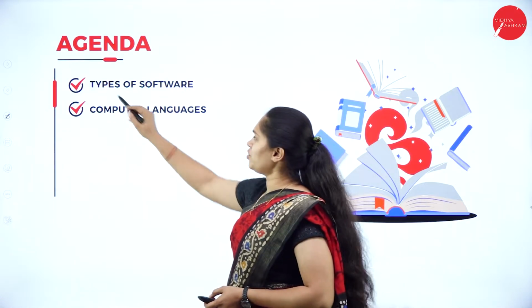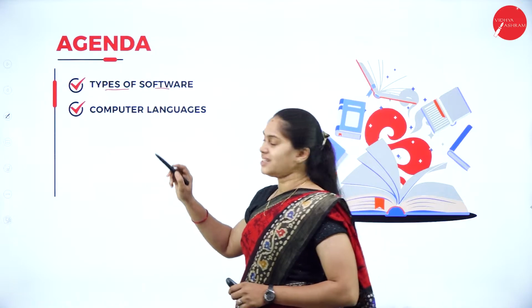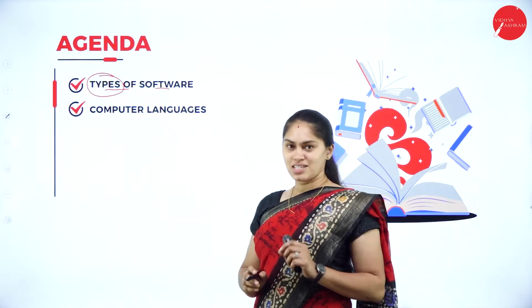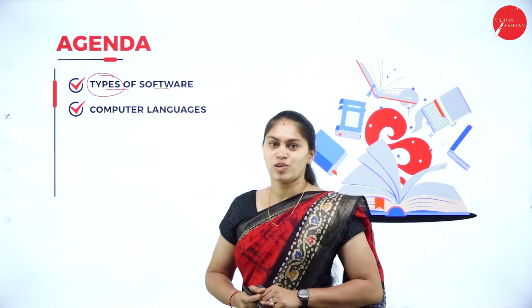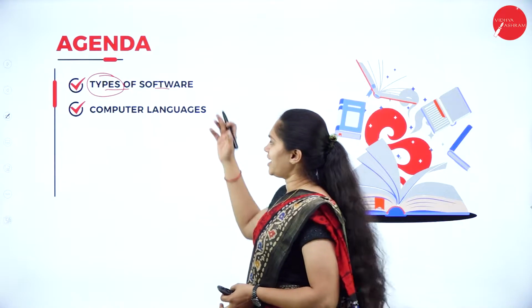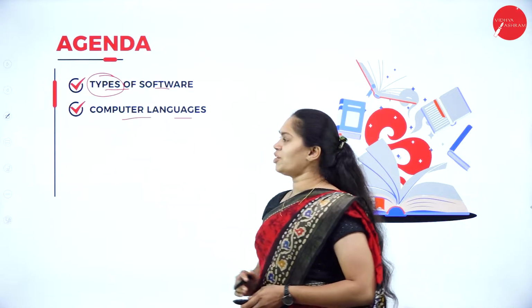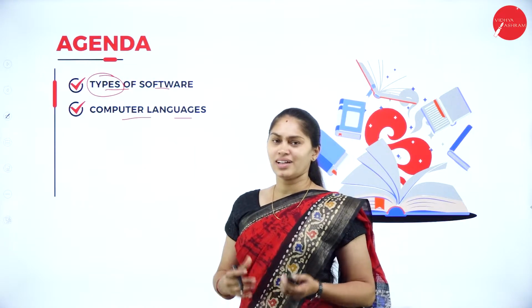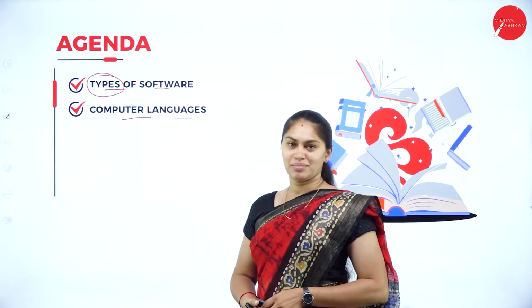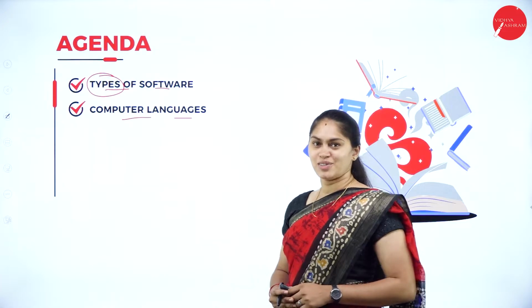In today's class, we're going to discuss what is meant by software and what the different types of software are. In that, we are going to have system software, application software, and then utility software, which I will discuss each in detail. Along with that, we're going to see what is meant by computer languages and what the different computer languages are. That is what I will be discussing in today's session. Let me get into today's session.